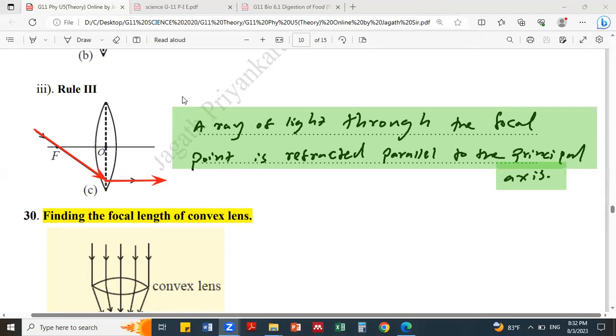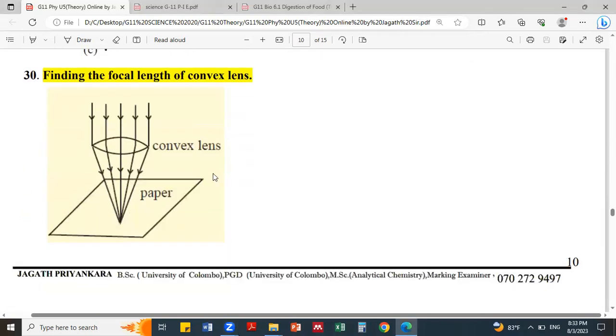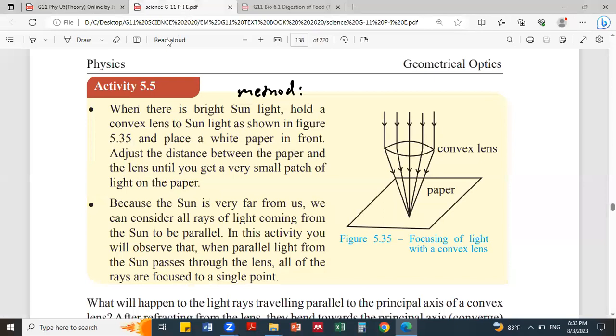Through the focal point in the sense, the principal focus, the main focal point. Okay, next one. First, try the method. What is the procedure here? Adjust the distance between the lens and the paper until a very small patch of light is formed. It's there in your textbook also, the activity. This activity is a bit important. Hold a convex lens to sunlight and place a white paper in front of the lens. You can write that in 2 steps: hold a convex lens to bright sunlight, and place a white paper in front.